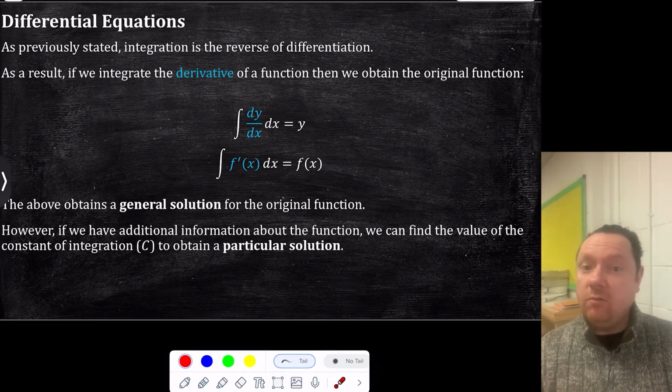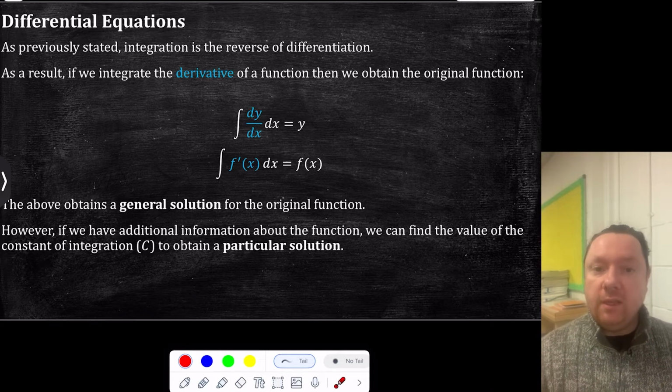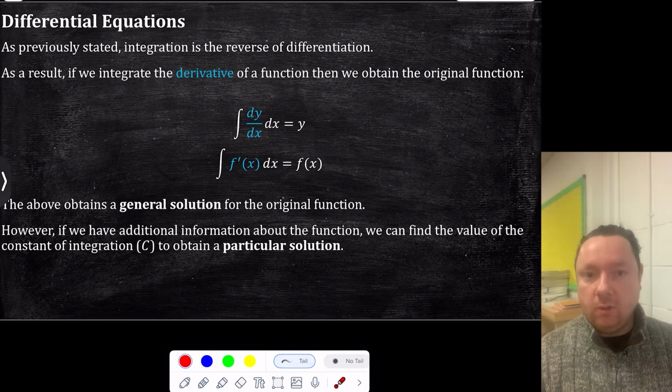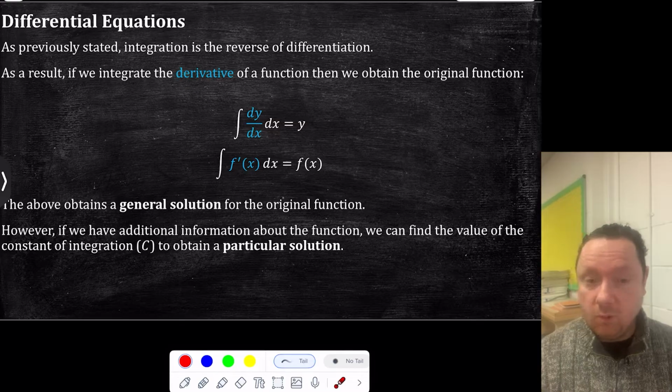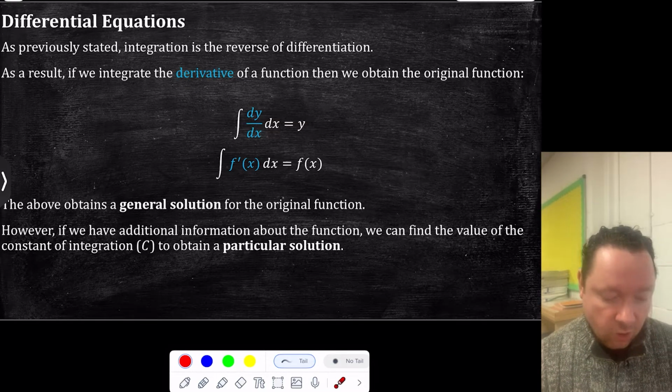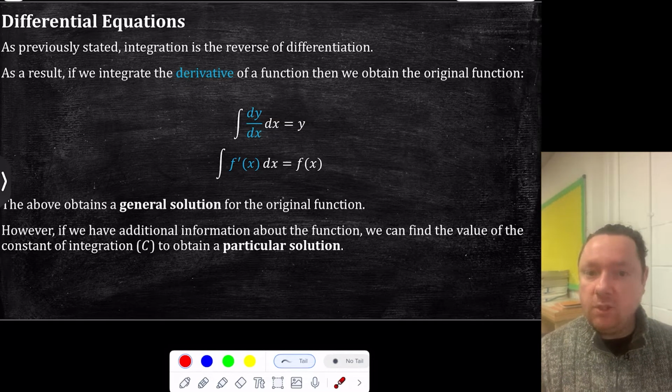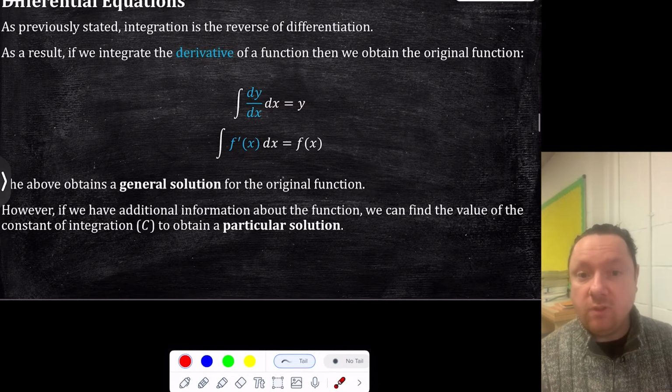But that gives us a general solution because when we differentiate a number, it disappears. So differentiate 5, you get 0, differentiate 6, you get 0. So it's going to give us f of x plus some constant c, or y plus some constant c. That's called the general solution. We can find a particular solution if we're given an x and a y. So let's have a look at some examples of differential equations.